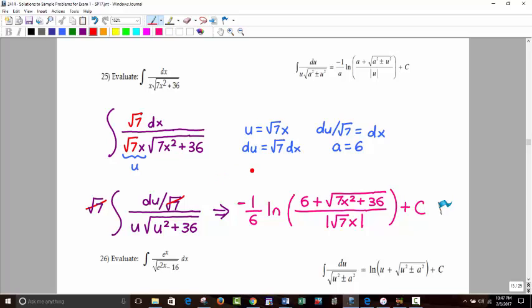So we have the formula, then a would be 6 because a squared is 36, so it's negative 1 over a, negative 1 over 6, and then natural log of all that business right there. So it should be this right here.